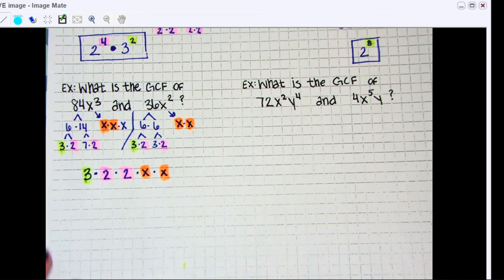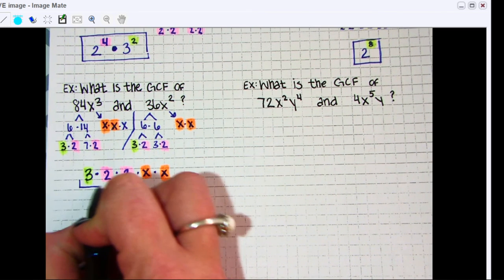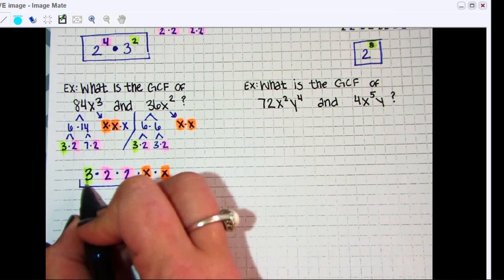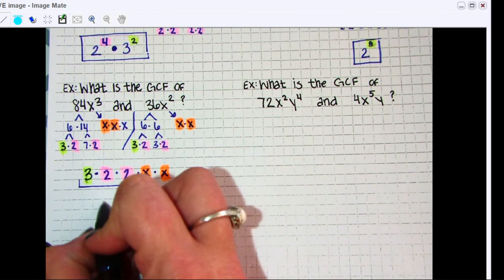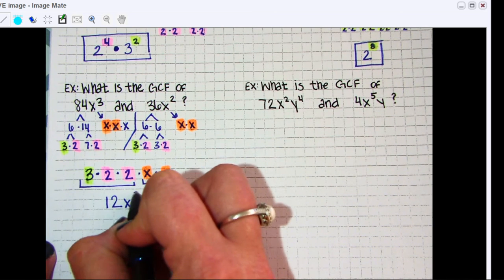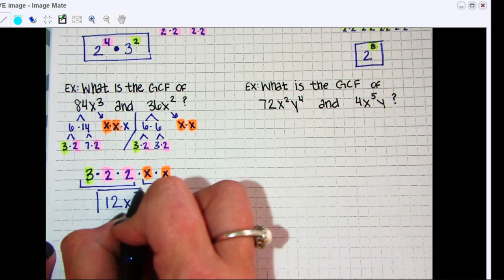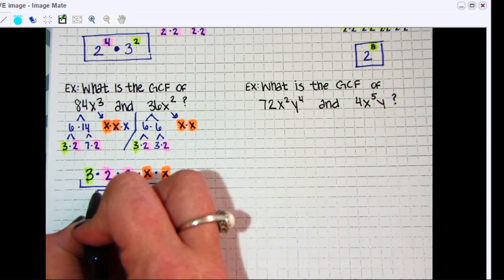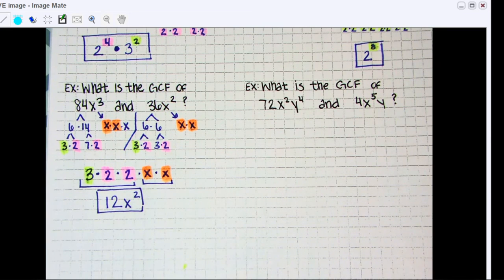So now you're just going to combine. 3 times 2 times 2. 3 times 2 is 6, times 2 is 12. x times x, x squared. This is the GCF for those numbers. Now, on the next page, when we talk about factoring it out, this is where you would put the parentheses after it, and then you would put your answers after as well.